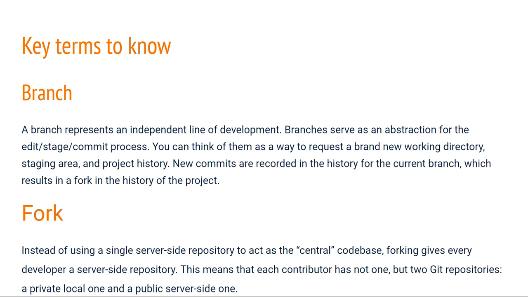Well, there are some key terms that we need to know before we start on Bitbucket. The first one that we have is a branch. Well, a branch represents an independent line of development, where we can create a branch or access an existing branch in a repo to edit, to stage, and to commit all our changes. All the new commits are recorded in the history of the current branch.